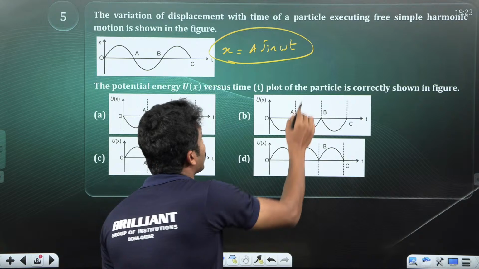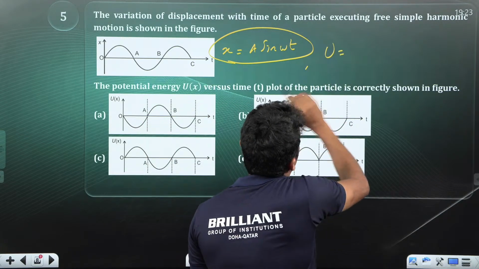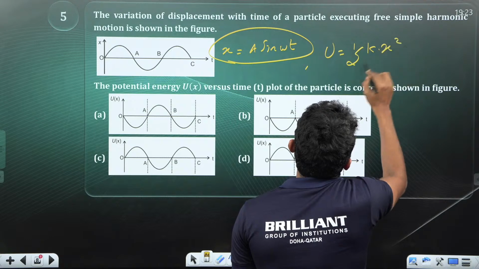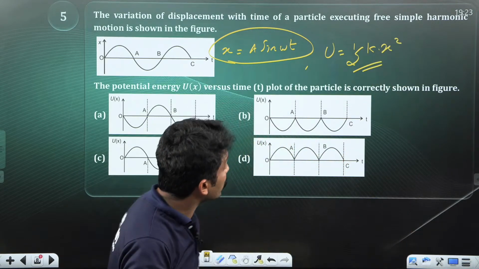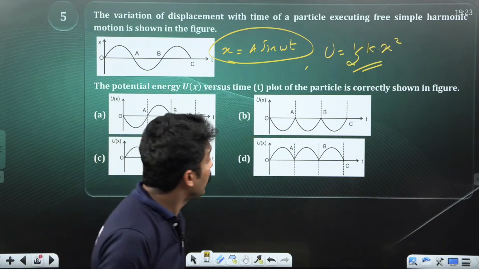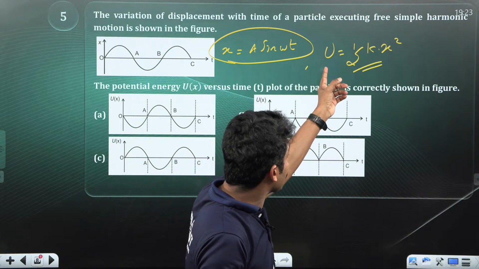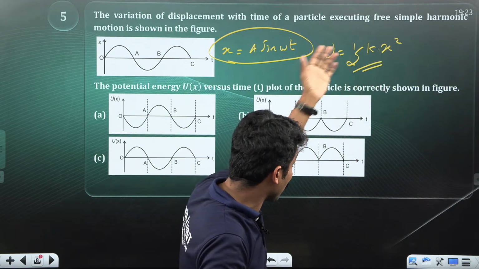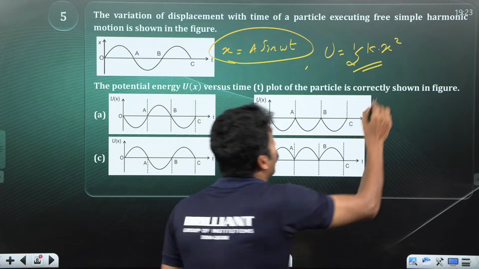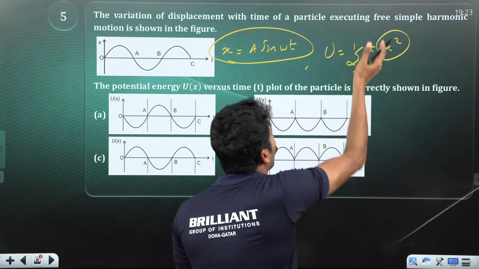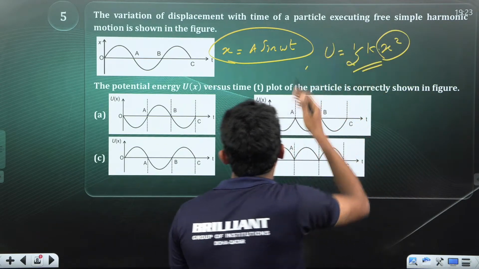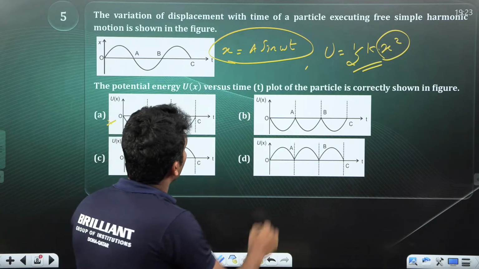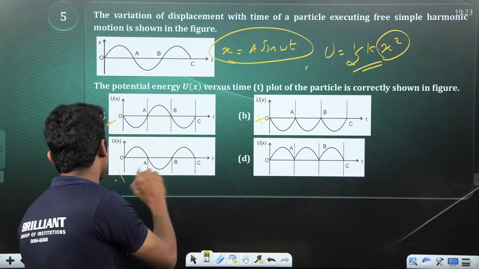What is the potential energy formula of the simple harmonic oscillator? It is half into constant into square of the displacement. Half into force constant into square of the displacement. Okay, this potential energy depends on x square. So no negative comes there in this graph. No negative possible. Whatever may be the value of x, the square of the value is the defining factor of potential energy. Okay, so it's very clear this is not the answer. This also not the correct one.